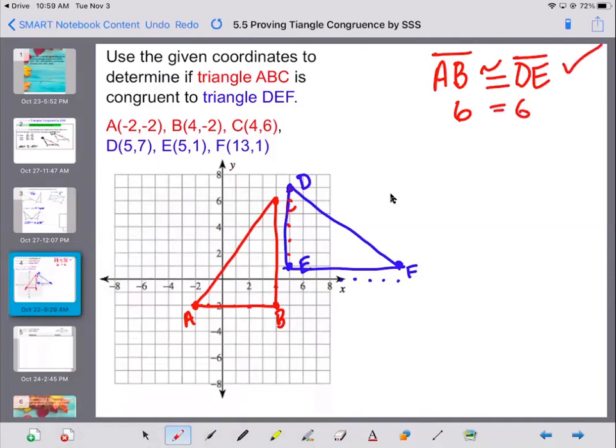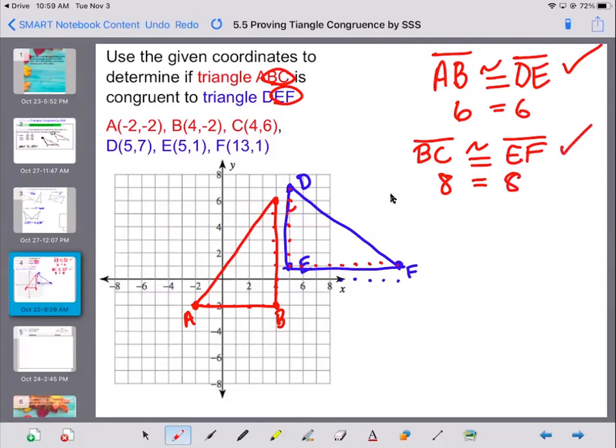Let's check another side. Let's do side BC. Now, based on the order of the letters up here, BC has to be the same as EF. So let's check that. So BC is 1, 2, 3, 4, 5, 6, 7, 8. And EF is 1, 2, 3, 4, 5, 6, 7, 8, 9. Is that right? Did I do that right? Let's see. From E to F. Oh no, it's 8. I can't count. It is 8. Okay, we're good so far.